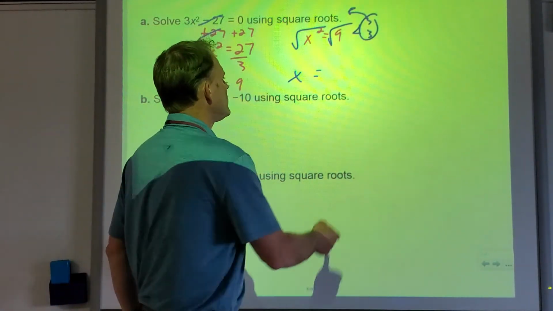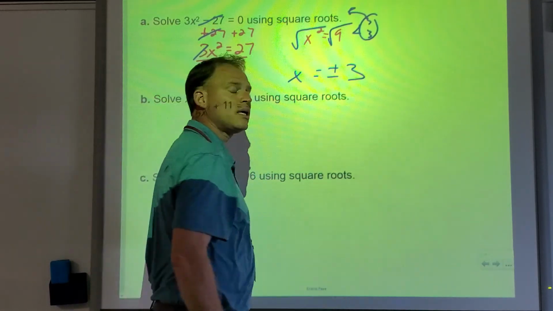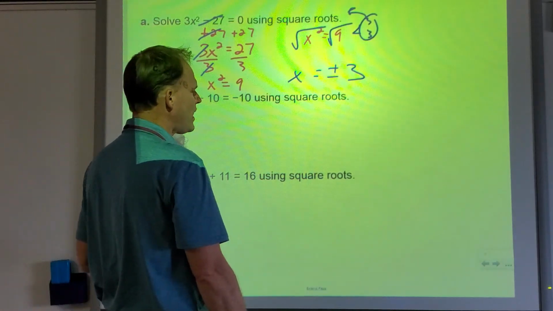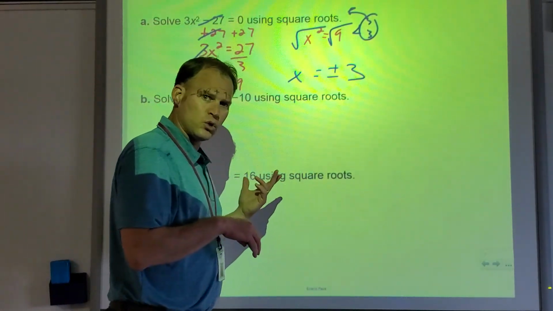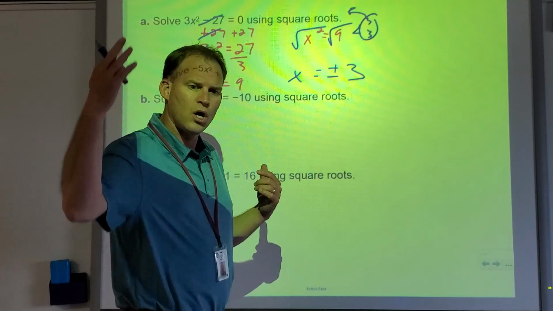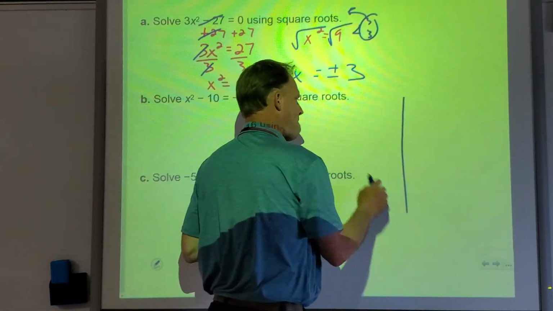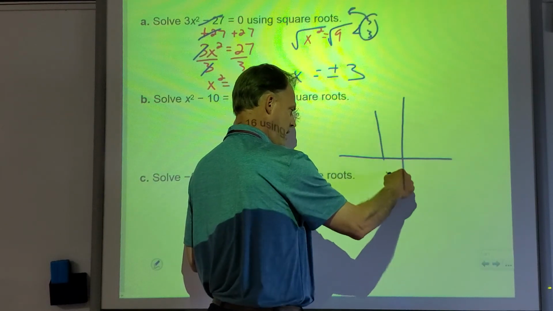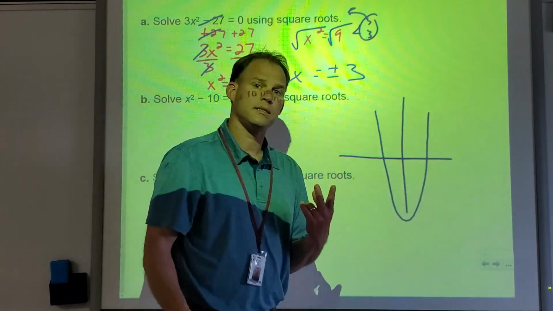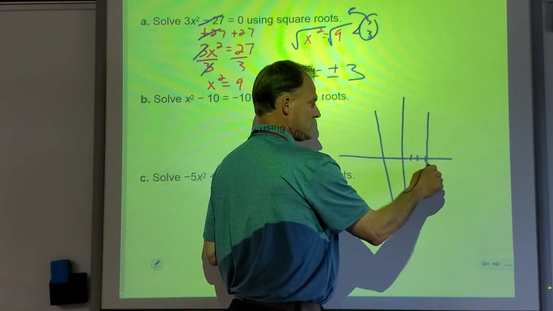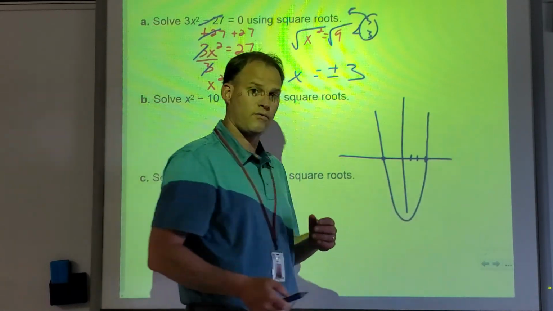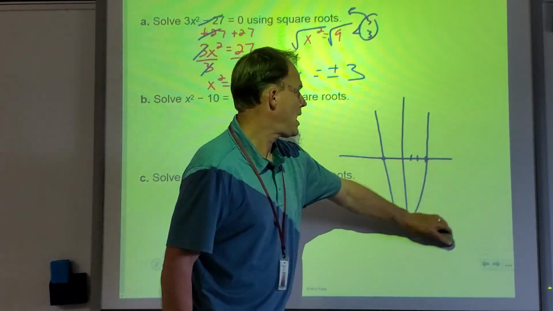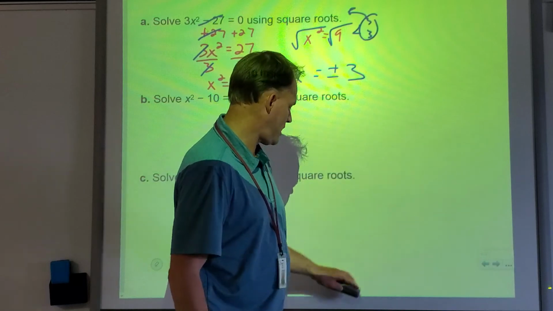But what is new is this idea here. Plus or minus square root of 3. Why is that? Why do we have to do that? Well, if we go back to thinking about our parabolas, right? So this would be a parabola, intercept would be 27, but it would hit 2 places. It would hit it positive 3, and it would hit it negative 3. Okay? So there's a graphic explanation. Algebraically, why do I need both of them?